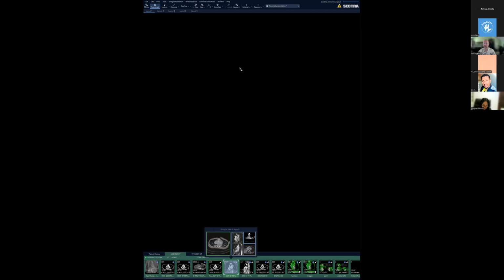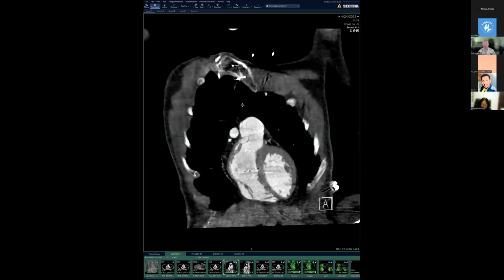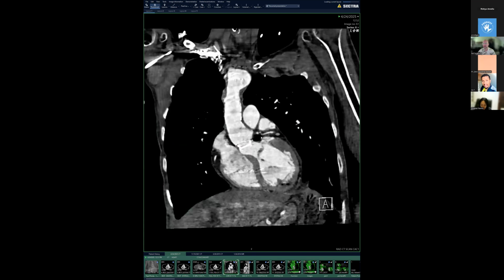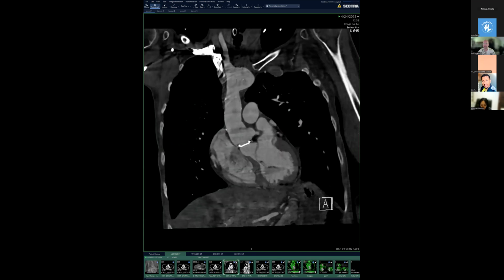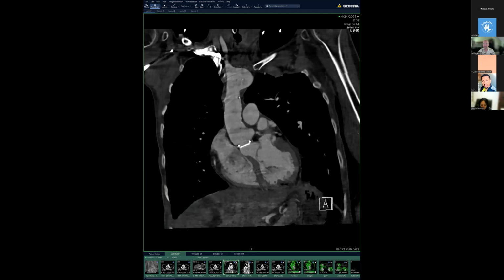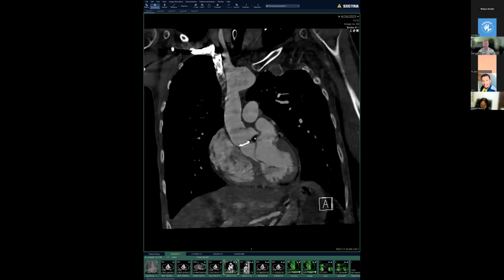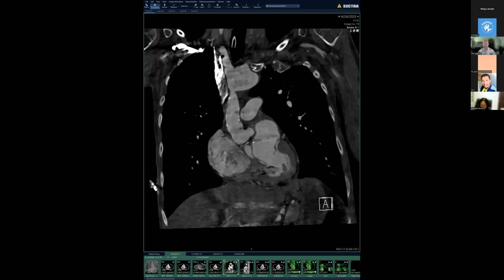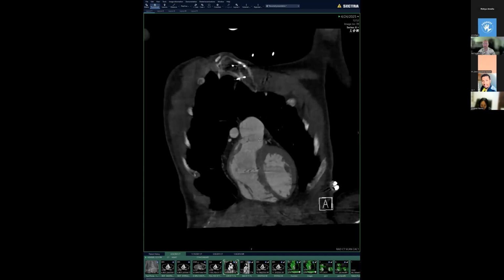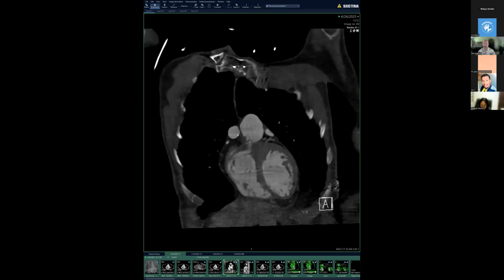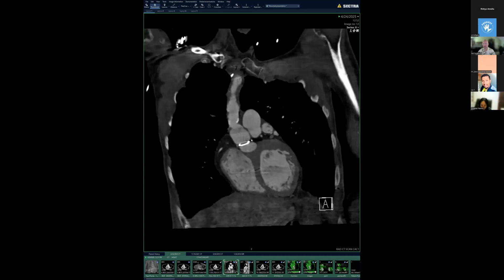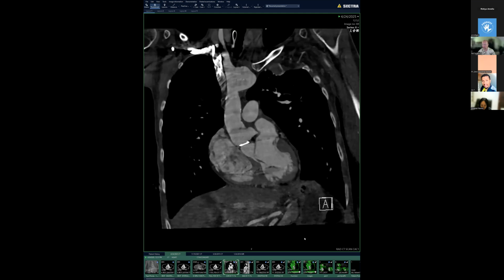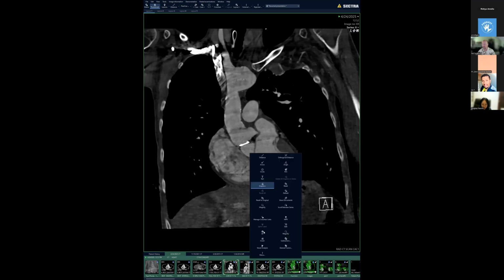I'm going to show you from a different view. Here you can see the mechanical valve. Here you can see the artificial graft. And you can see this aneurysmal coronary button. Both of the coronary buttons here. That's for the right coronary, and this one is for the left coronary. And, well, let's see. I can show you in 3D.